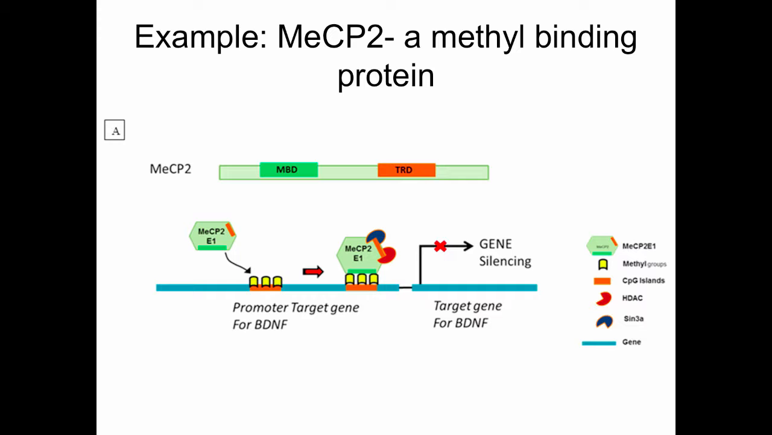So that's just an example of how a histone modification or DNA methylation can regulate gene transcription through these histone reader interactions.